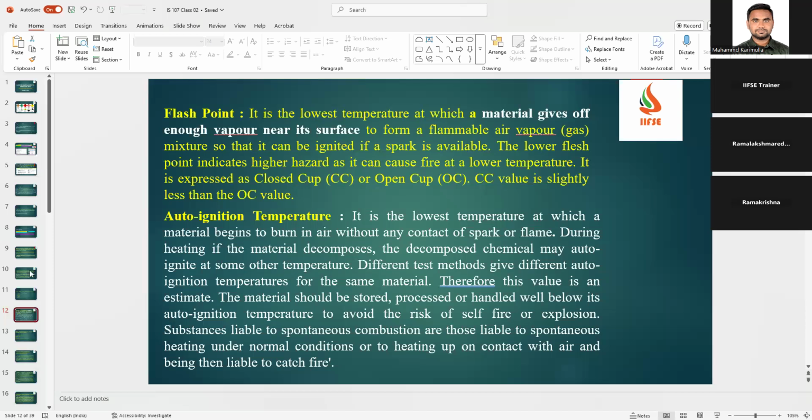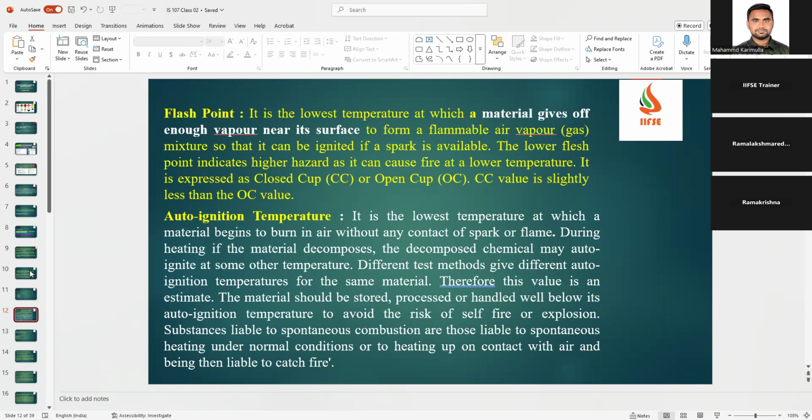So whenever you have auto ignition temperatures, whenever you have such materials that can catch fire, those materials should be stored, processed or handled well below their auto ignition temperature to avoid the risk of self fire or explosion. Substances liable to spontaneous combustion, or liable to spontaneous heating under normal conditions, or heating up on contact with air, and then being liable to catch fire. So if you see the last line, heating upon contact with air.